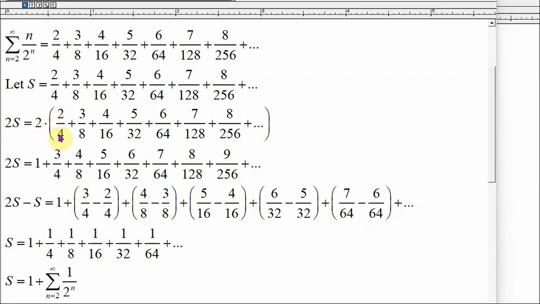Two times 2 over 4 is 1. 2 times 3 over 8 is 3 over 4. And then 2 times 4 over 16 is 4 over 8, and so on. 2S minus S, and so we get 1, 3/4 minus 2/4, 4/8 minus 3/8, and so on.